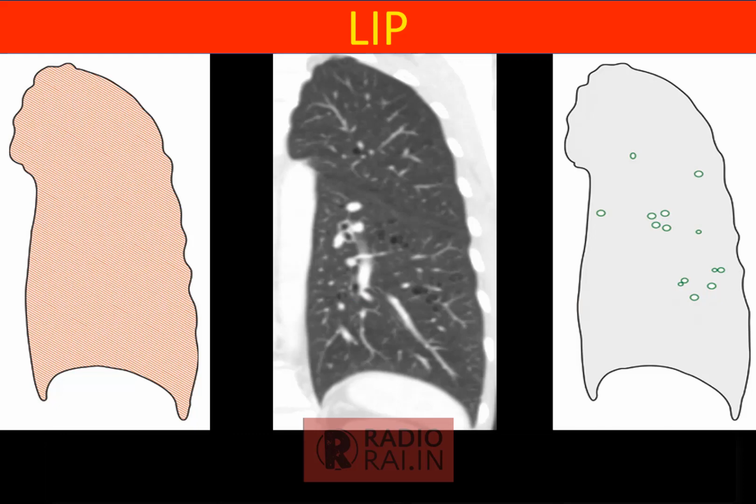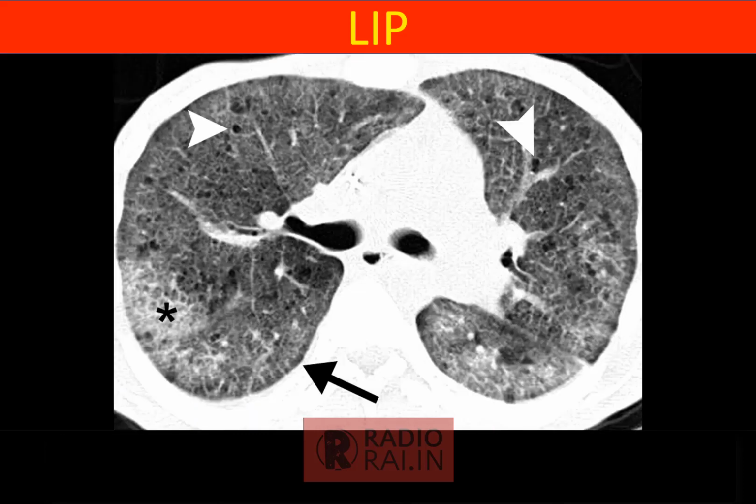Now it is nothing but a diffuse ground glass opacity with a countable number of cysts. This is again a feature of LIP, in which there are diffuse ground glass opacities with a few cysts, but the cysts are not clearly seen. We can see some cysts, but they are not clearly seen because there is diffuse ground glass opacity.